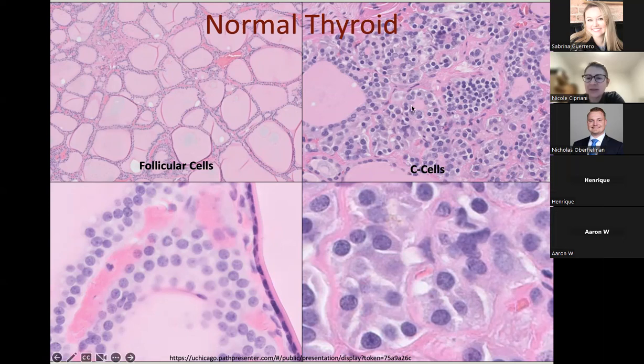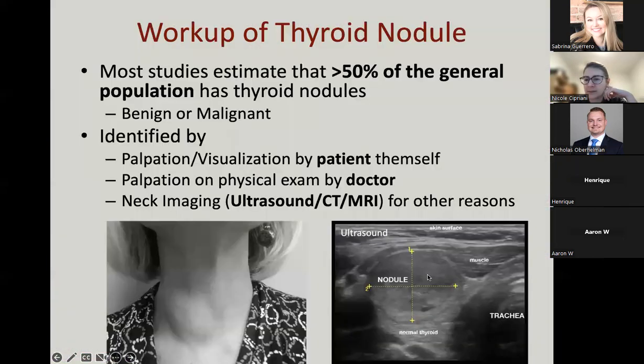C cells generally are not visible on light microscopy unless they're hyperplastic or neoplastic. So this is an example of C cell hyperplasia. There's these clustered groups within and around follicles. The cytoplasm is much more granular because it contains these calcitonin granules, and the nuclei are equally round and stippled and regular. So that's what the normal cells of the thyroid look like.